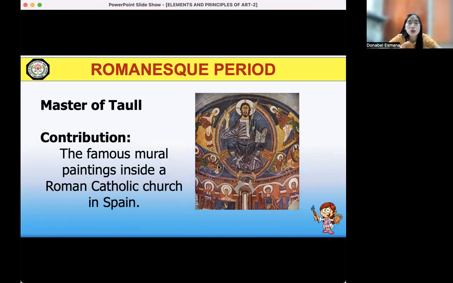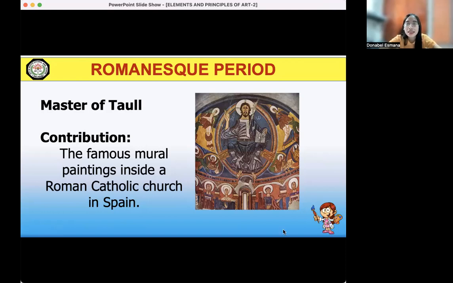Ang significant contribution niya po ay kagaya nitong nasa painting, the famous mural paintings inside a Roman Catholic church in Spain. So kung makakapunta tayo sa Spain, doon natin makikita ang mga famous paintings niya. Drawing niya yan sa ceiling, sa walls ng mga churches.